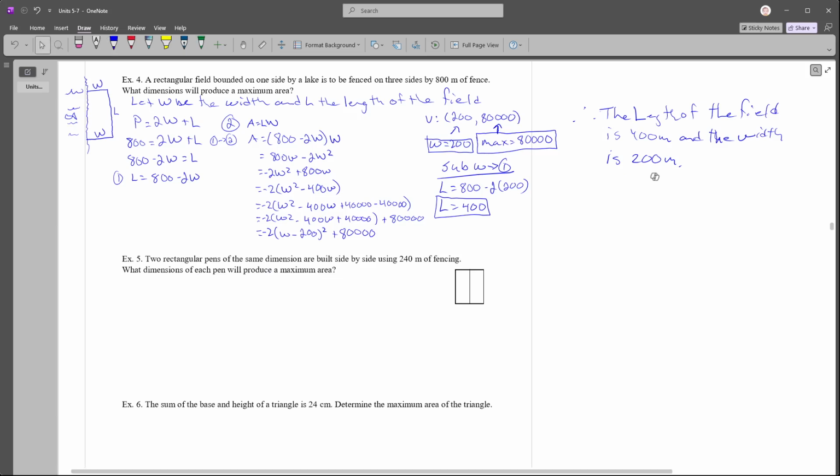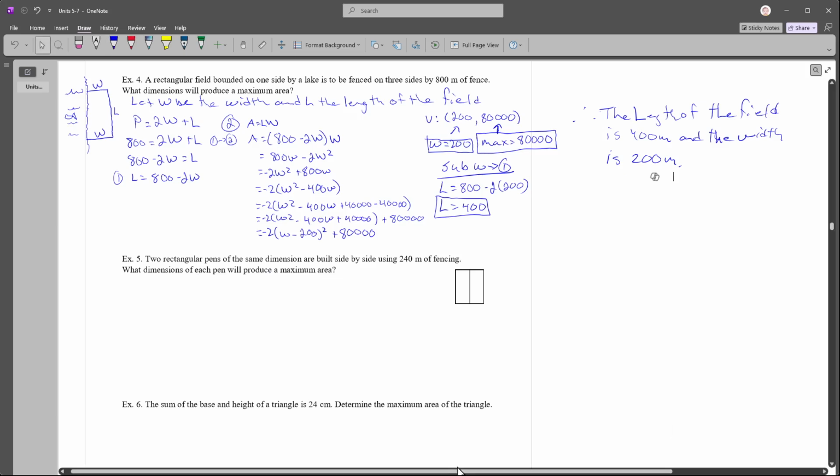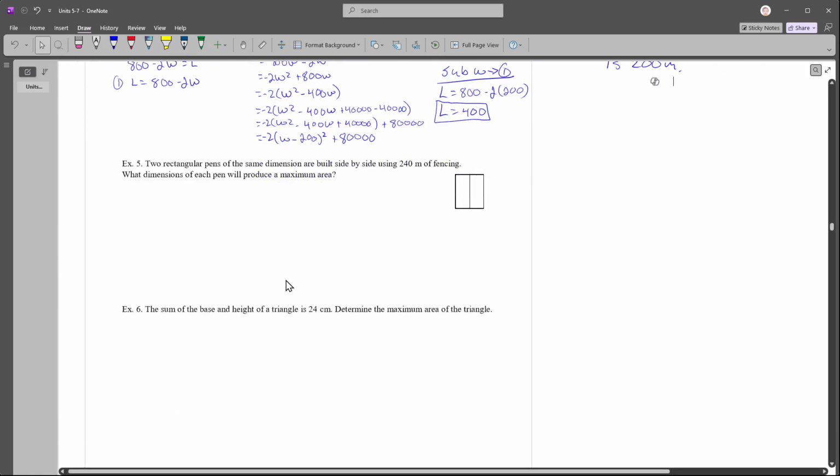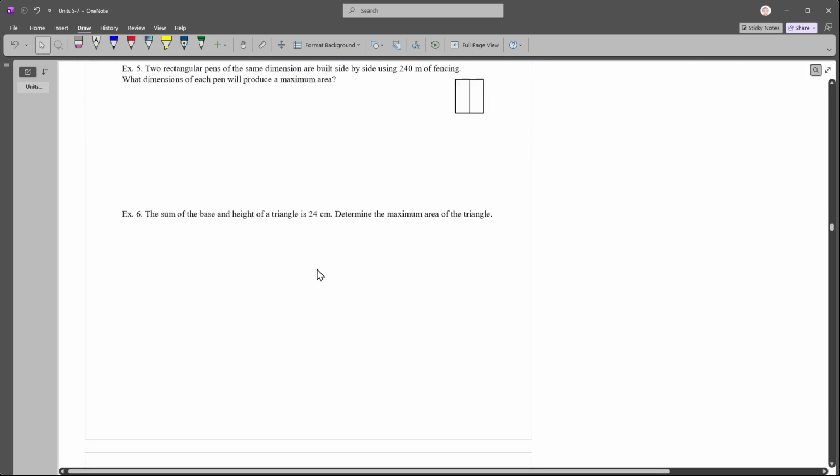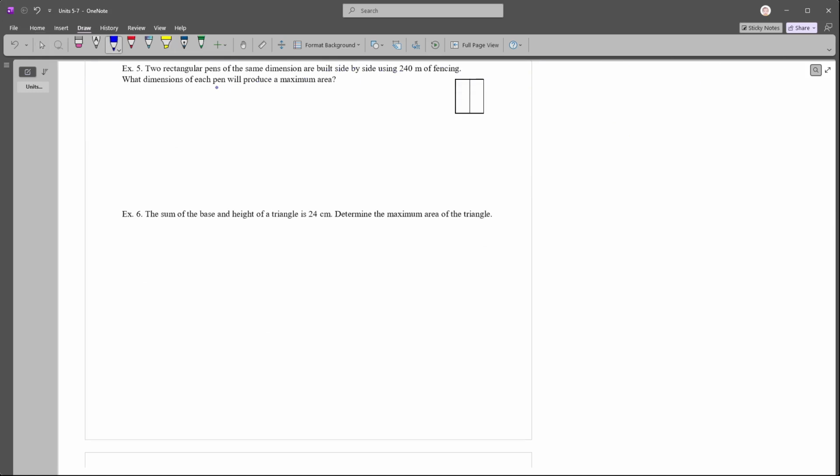So this is just another more elaborate version of the same question, but at the end of the day, it's still just the same question. It's going to boil down to the same strategy. So in this case, we have 2 rectangular pens. We can see them over here of the same dimension, and they're built side by side using 240 meters of fencing. What dimensions of each pen, careful, what dimensions of each pen will produce the maximum area?